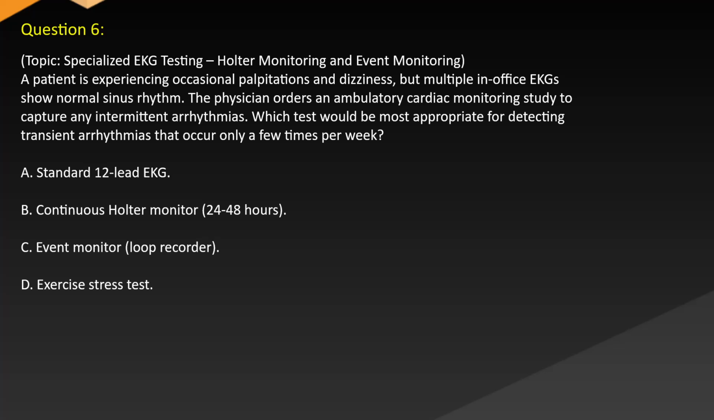Question 6. Topic: specialized EKG testing. Holter monitoring and event monitoring. A patient is experiencing occasional palpitations and dizziness, but multiple in-office EKGs show normal sinus rhythm. The physician orders an ambulatory cardiac monitoring study to capture any intermittent arrhythmias. Which test would be most appropriate for detecting transient arrhythmias that occur only a few times per week?